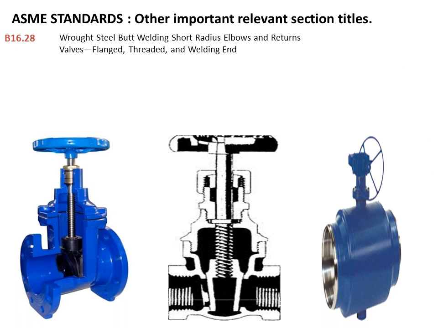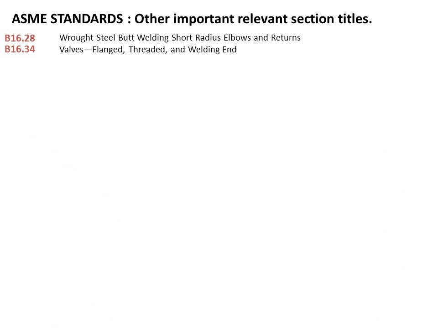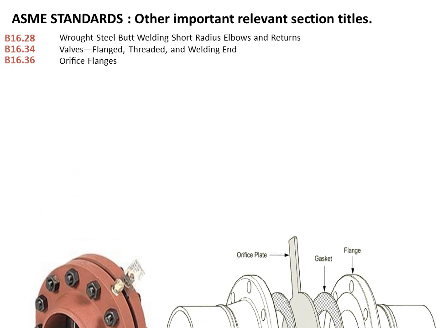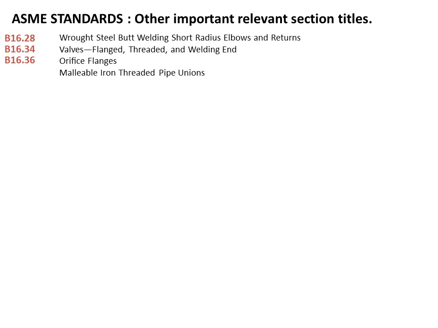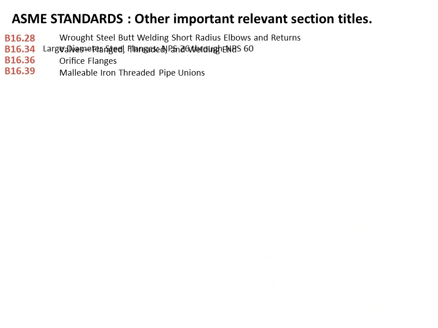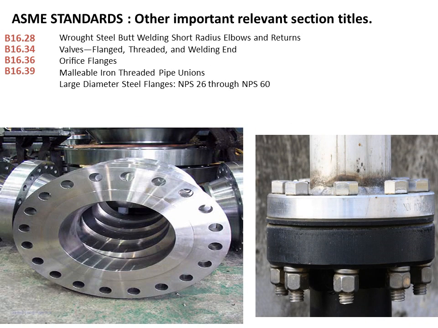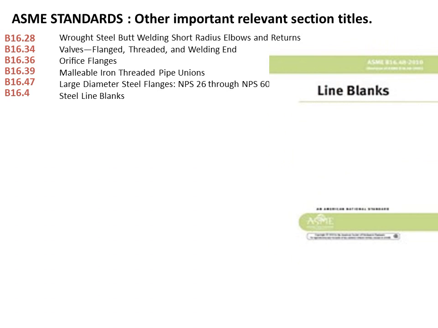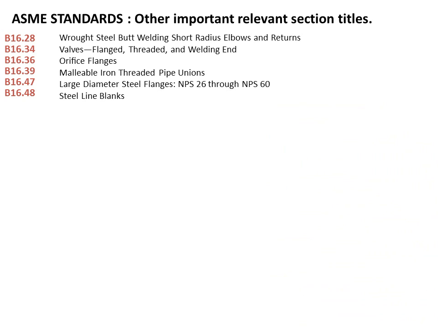For valves with flanged, threaded and welding ends, we have B16.34. For orifice flanges, we have ASME standard B16.36. For malleable iron threaded pipe unions, we have B16.39. For large diameter steel flanges, NPS varying from 26 inches to 60 inches, we have B16.47. For steel line blanks, the B16.48 standard is there.